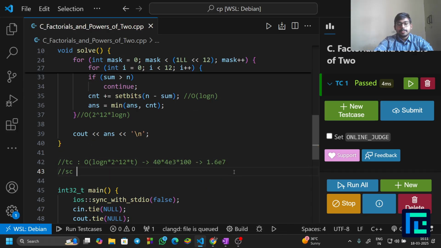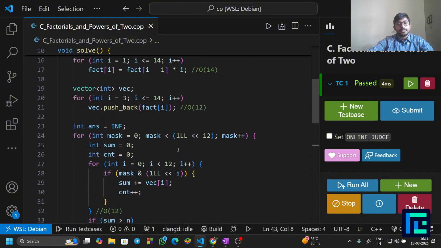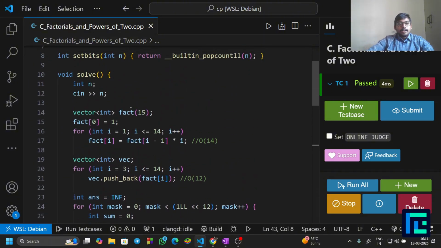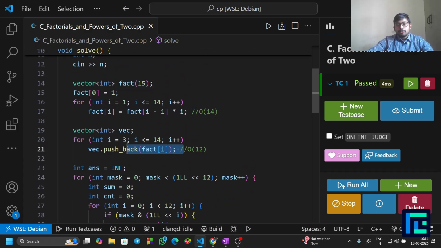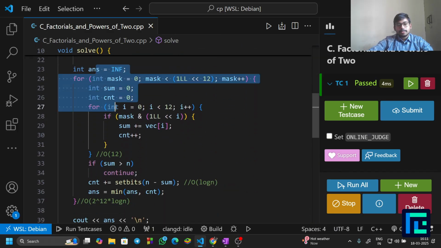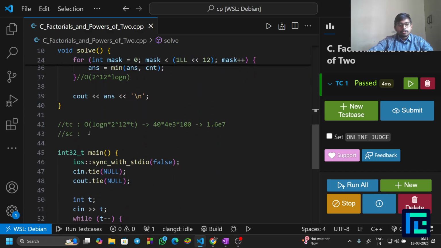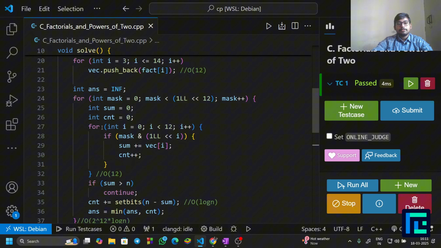For the space complexity, what is our space complexity? We are using a vector of size 15, and a vector of size 12. These are just normal variables. So space complexity is order of 14, you can say, just. I hope this problem is completely clear to you.